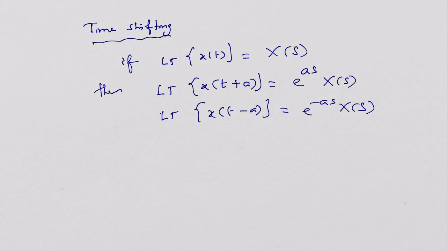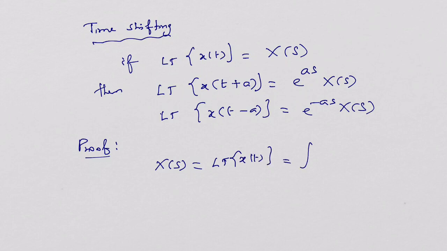Let's see the proof of it. We have seen only the statement. The time shifting property of Laplace transform says that the Laplace transform of x of t plus a is equal to e power as X of s, and the Laplace transform of x of t minus a is equal to e power minus as X of s. So let's start the proof by the definition of Laplace transform. What is X of s? It is the Laplace transform of a signal x of t, which is the integral from minus infinity to plus infinity of x of t into e power minus st dt.